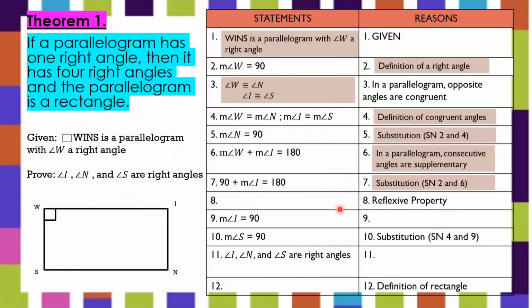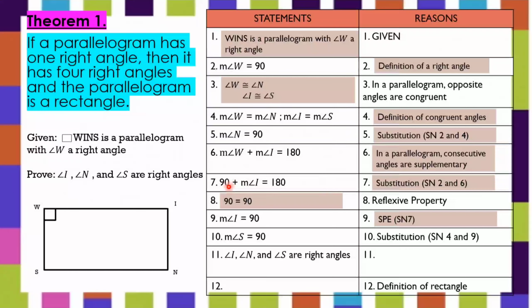Okay? So, for number 8, we have the reason reflexive property. So, we have 90 is equal to 90. Okay? For number 9, we are given that the measure of angle I is equal to 90 degrees. Saan naman kaya nanggaling ito? So, we have the reason SPE or subtraction property of equality from statement number 7.